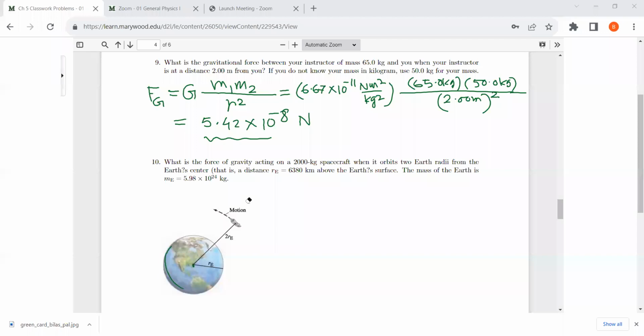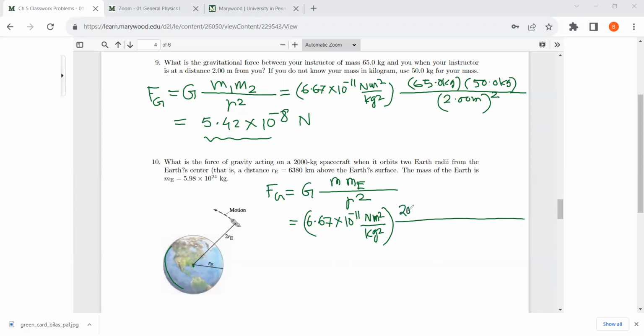Again the equation is: Fg equals the gravitational constant times m1 m2 over r square, where one mass is for the satellite and the other is for the earth. Here again the constant is 6.67 times 10 to the power minus 11 Newton meter square per kilogram square. The mass of the satellite is 2000 kilogram, it's given. Mass of the earth is 5.98 times 10 to the power 24 kilogram, it's also given.